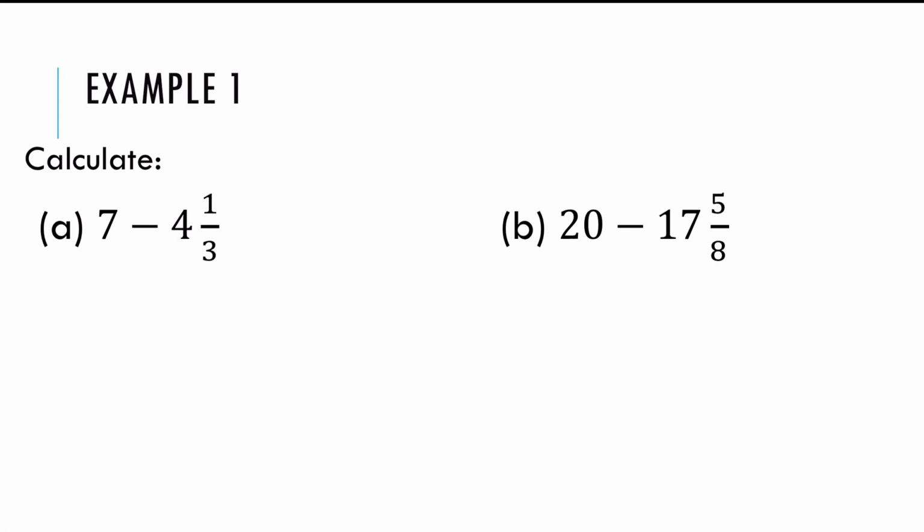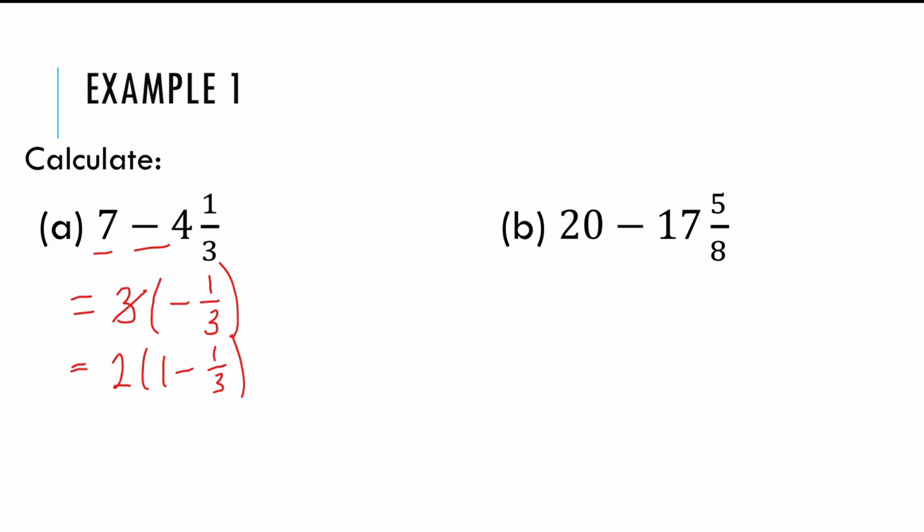So we can deal with the whole numbers first here. 7 take away 4 is 3. But remember, I've still got to take away the third. What I'm going to do is I'm going to bring 1 back into the bracket. Now the number 1 can be expressed as any number over itself because any number divided by itself gives 1.